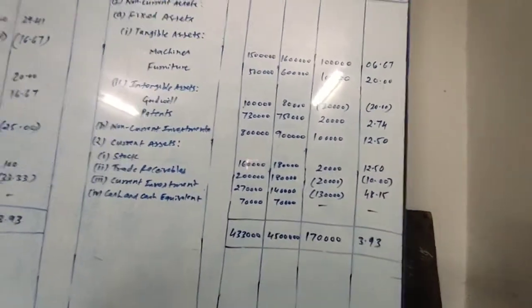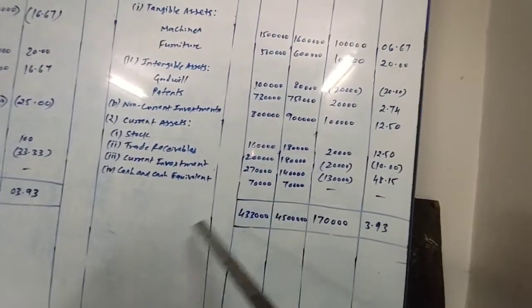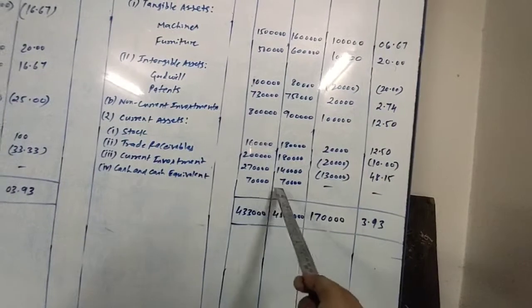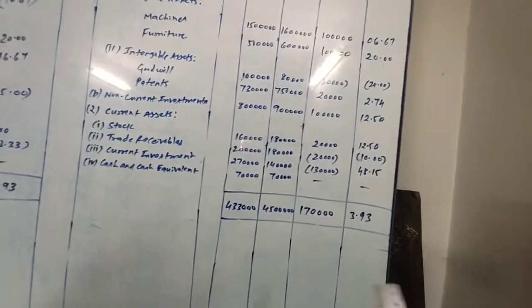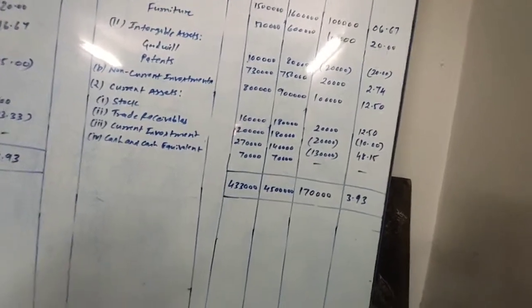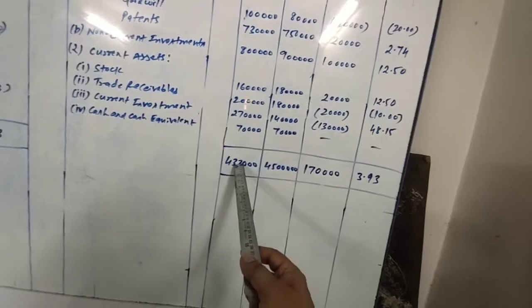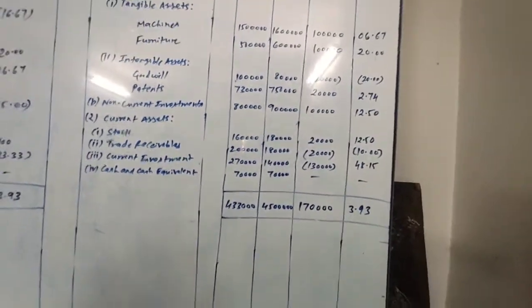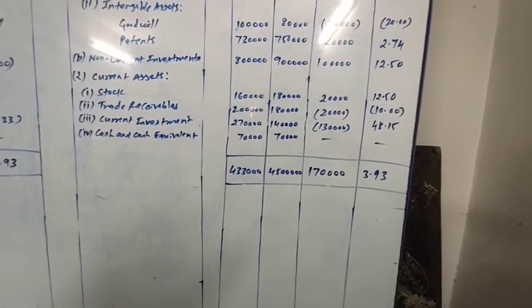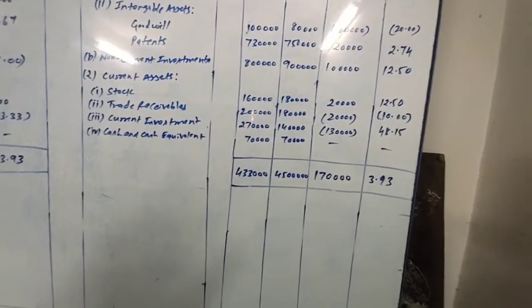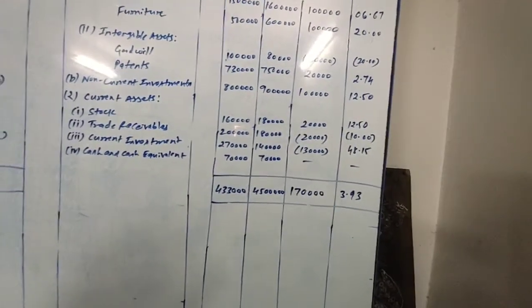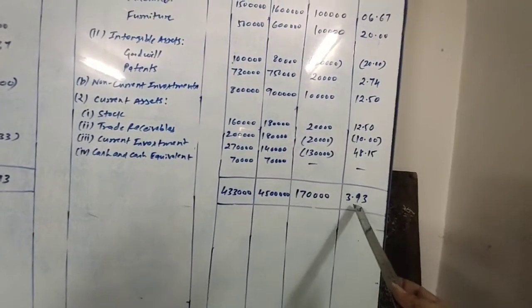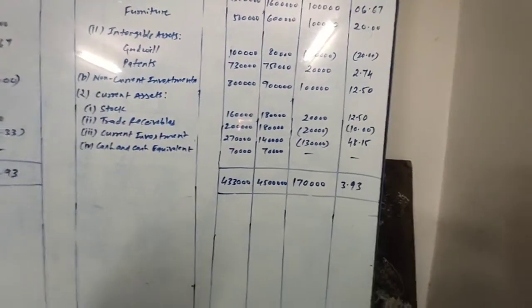And the last item given to us is cash and equivalent. Cash and equivalent 70,000 in both the years, so there is no change, so dash in both the columns of changes. And when we talk about total, it was 43,30,000 in the year 2016 and 45 lakh in the year 2017. So there is an increase of 1,70,000 which will be converted in percentage, and we get 3.93%.